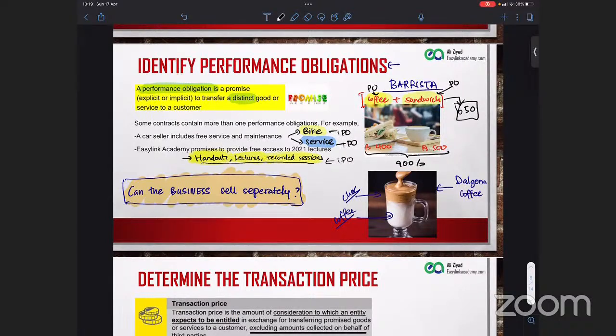Do you all now understand how we can identify if something is a performance obligation or not? You need to ask yourself, can we sell this separately? If the answer is yes, then it is a separate performance obligation. Is that clear to all of you? We have 23 participants here, please.